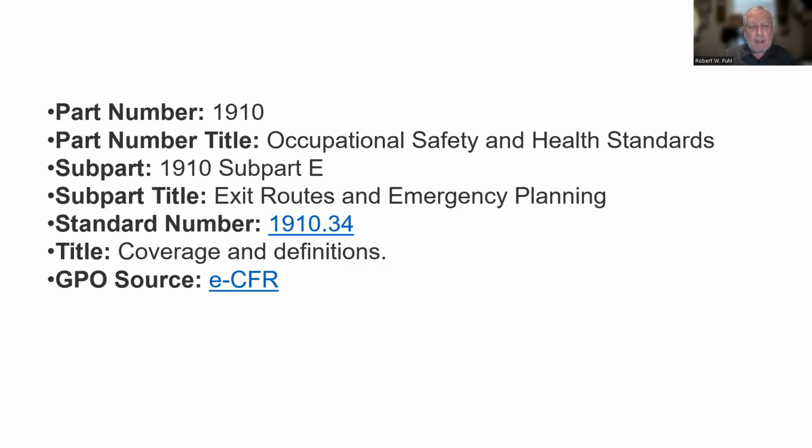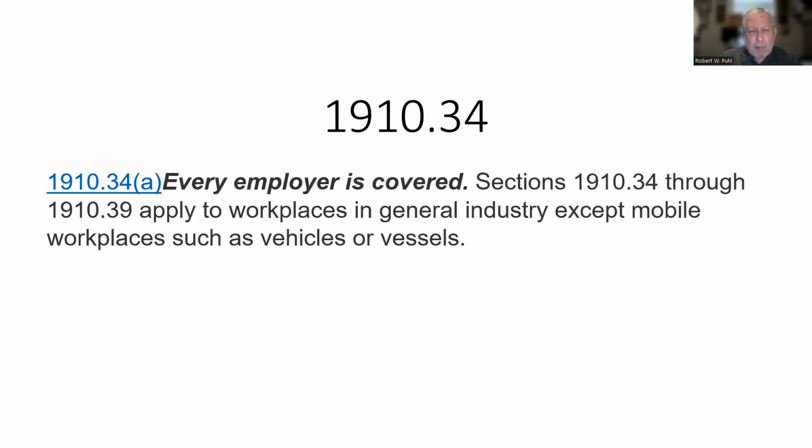So here we go. This is the heading now for 1910, subpart E. This is standard number 1910.34, and it's called coverage and definitions. Again, most of these aren't very long. Every employee is covered. Sections 1910.34 through 1910.39 apply to workplaces in general industry, except mobile workplaces such as vehicles or vessels. So that's pretty all-encompassing.